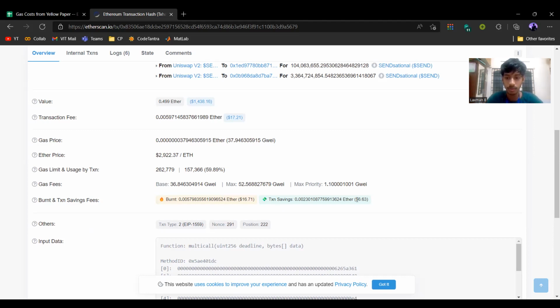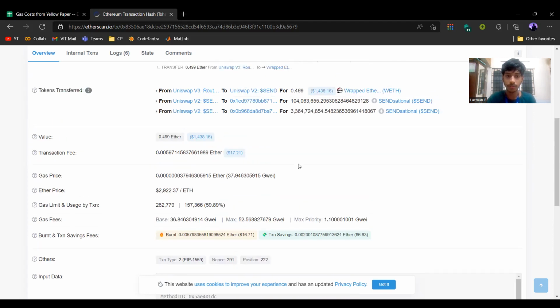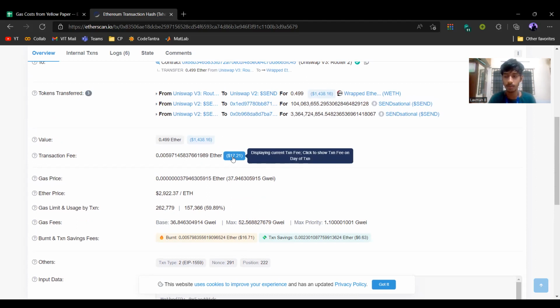As we can see, 6.63 is the excess amount of gas that I have provided, and $17.21 has been used as transaction fee. Out of this 17.21, 16.71 is nothing but the computational cost of executing your smart contract by the Ethereum virtual machine. So 17.21 minus 16.71 is the fee of the miner. The miner will get this as an incentive.